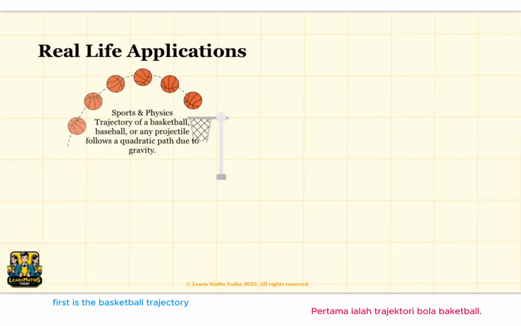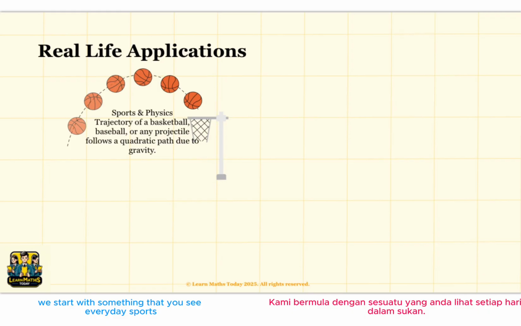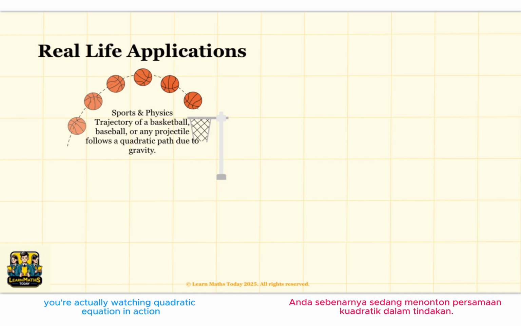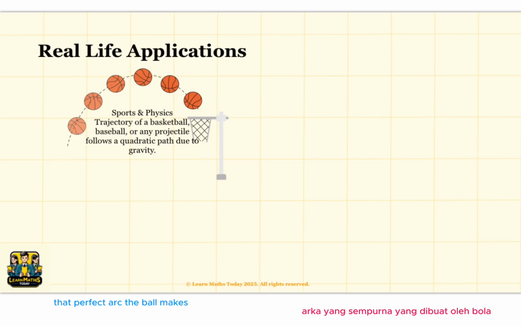First is the basketball trajectory. We start with something that you see every day, sports. Every time you watch someone shoot a basketball, throw a baseball, or kick a soccer ball, you're actually watching a quadratic equation in action. The perfect arc the ball makes, that's a parabola. The ball goes up, reaches a peak, and then comes down, following a quadratic path because of gravity.